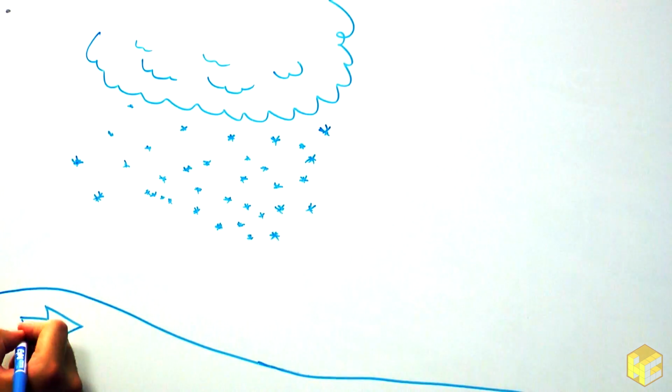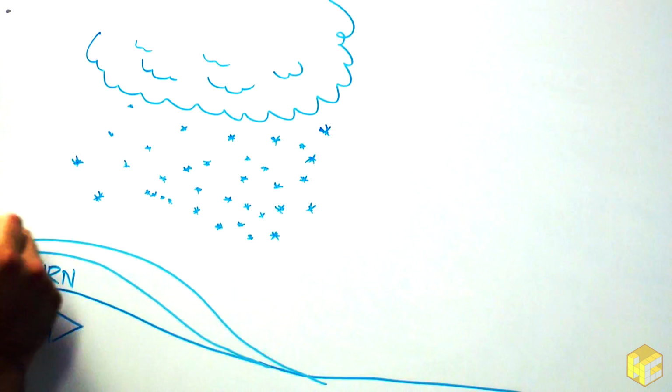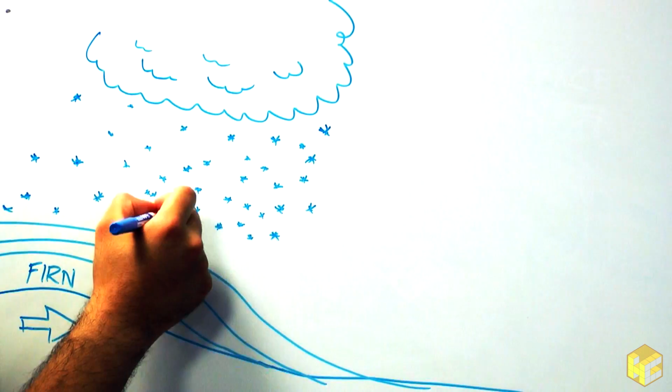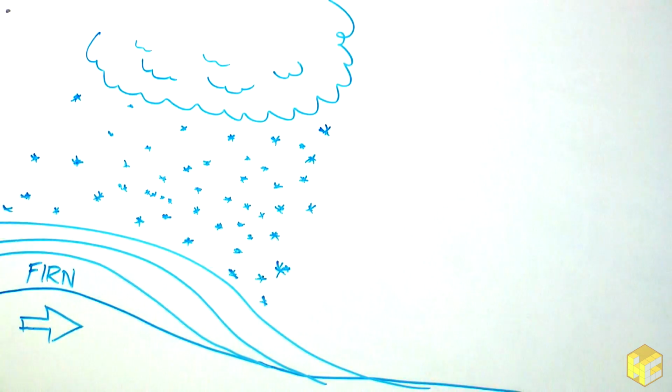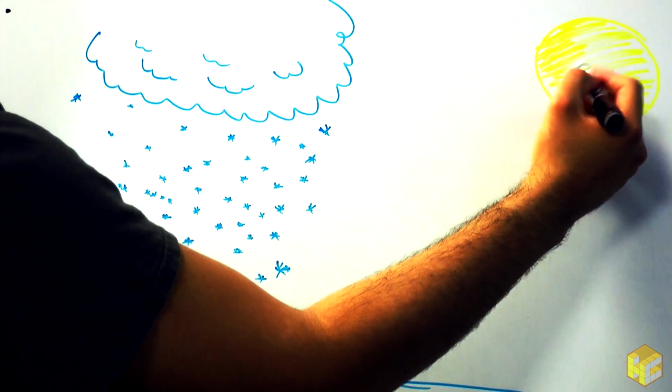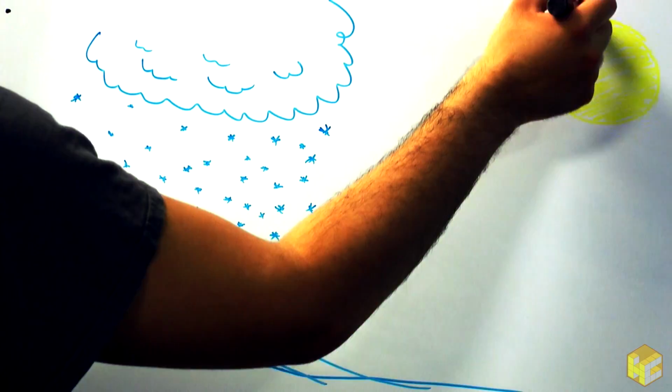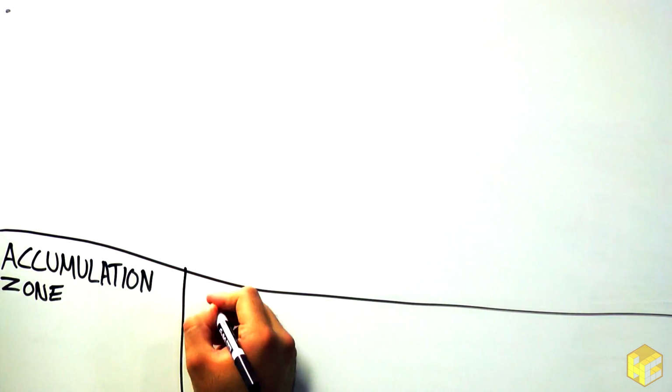The next winter, more snow falls on top of the firn. Over time, the oldest firn on the bottom is squished down by the pressure of the years of snowfall and joined together to form thick layers of ice. The weight of the ice causes the glacier to slowly travel downhill. This process results in three main zones of the glacier.